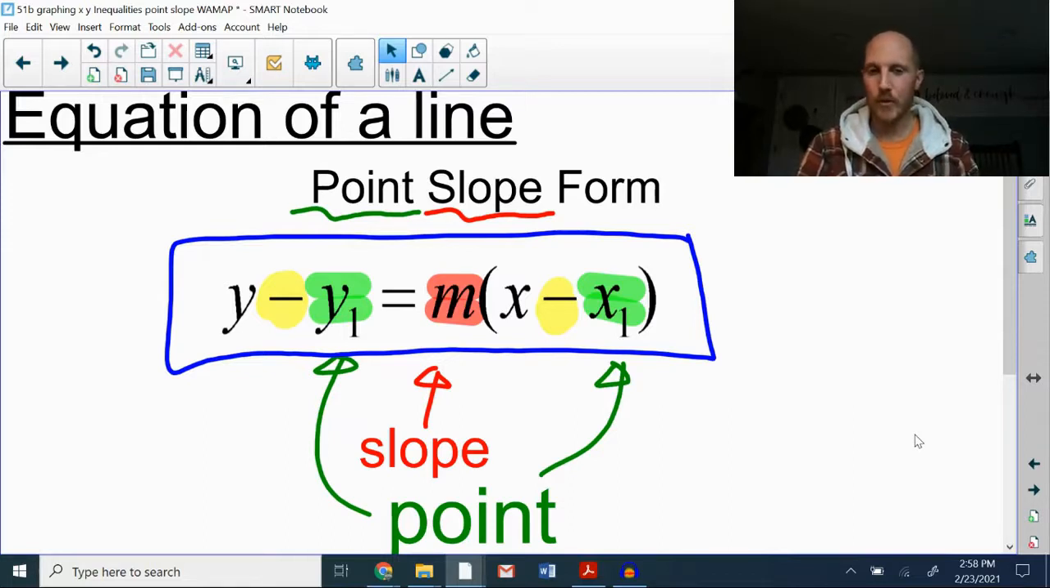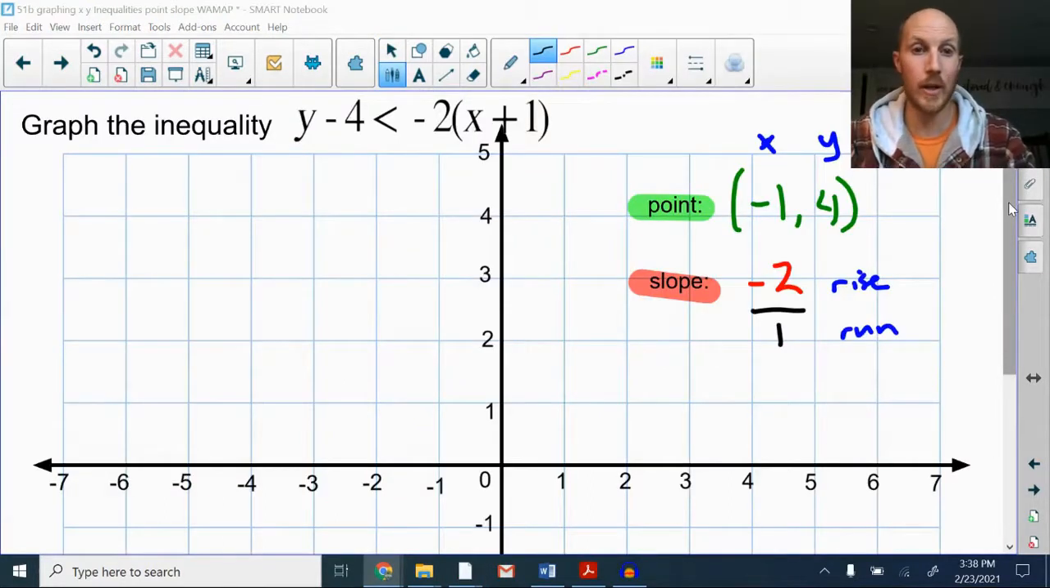If it is already written as a fraction, then that makes it easy for us to know what's the rise and what's the run. If it's given as a whole number, then you can make it into fraction form by giving it a denominator of 1, which might be more helpful for the purposes of graphing. All right, so let's take a look at an example.